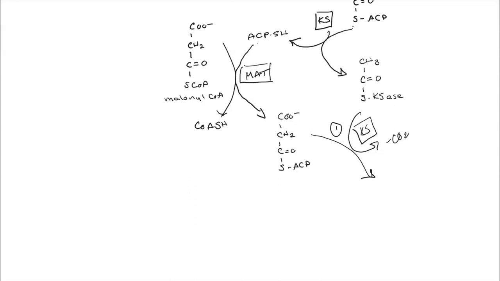So now we have our, let's see here, CH3, our acetyl group. We have 2 carbons from our malonyl group. And everything's still bound to the sulfhydryl moiety of the acyl carrier protein. And this is acetoacetyl ACP. Make a little bit of room here.